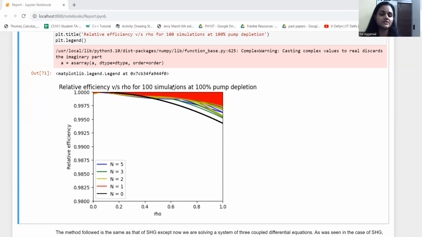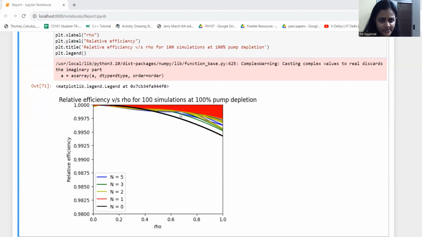By 100 simulations, we mean that for each value of n, we have made 100 plots. Basically, the capital N here refers to the degree of the Legendre polynomial expansion of delta k. So when we say n equal to 5, we consider Legendre polynomials up to order 5 for an expansion of delta k. So this is the plot we obtained.